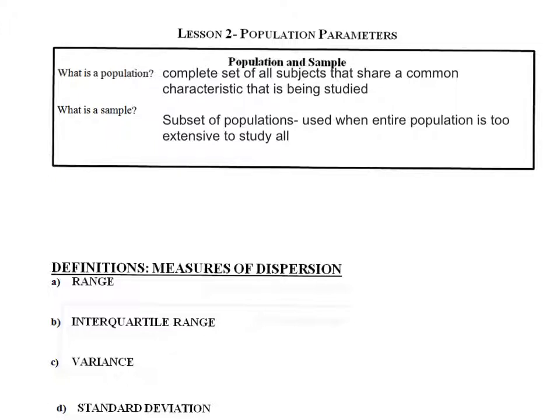A sample is going to be a subset of the population. So it's used when the entire population is too extensive to study all. For example, if we're at a very large university, we might not want to poll or survey all of the members of the university, all of the students there. Instead, we'll take a smaller subset of that population.